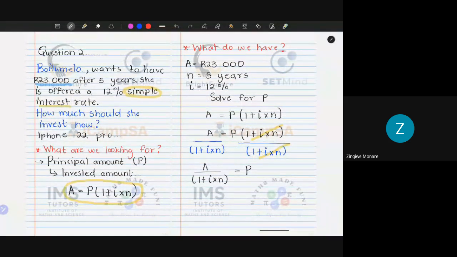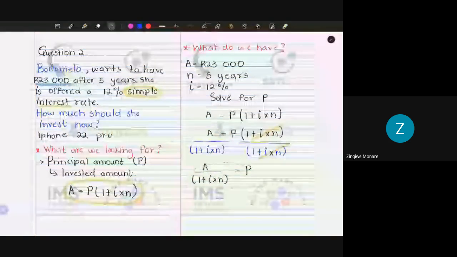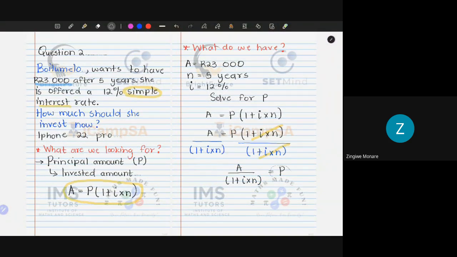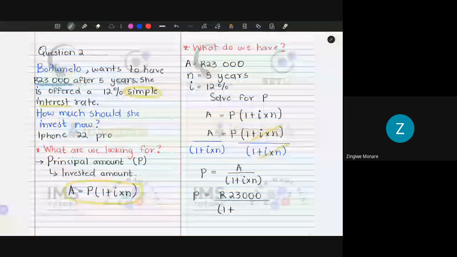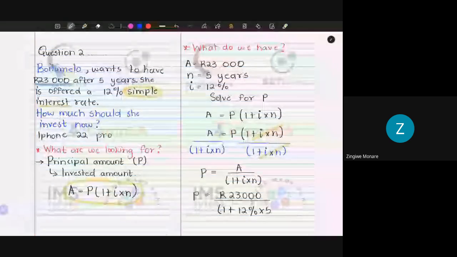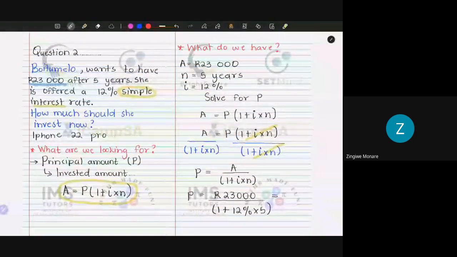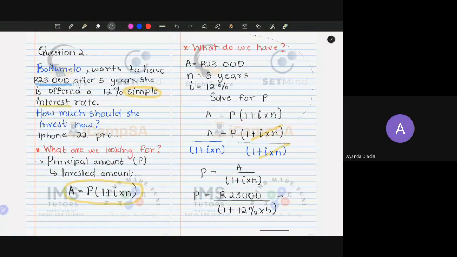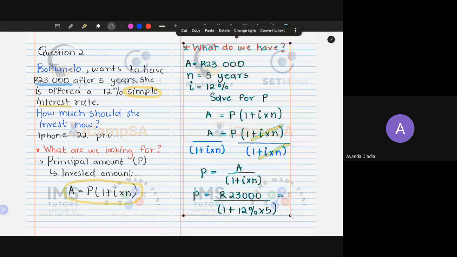So this means that we can now find our P. Usually I prefer rearranging this and having P on the left-hand side. It feels more right when we have P on the left. So let's go ahead, guys. Please use your calculator. For A, we have 23,000. We must tell Buitumelo that, girl, you better have this amount now. 12% multiplied by 5. Any volunteer, guys? What are we getting? 14,375.